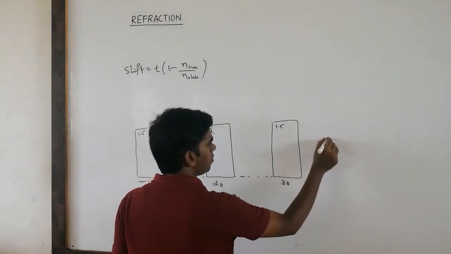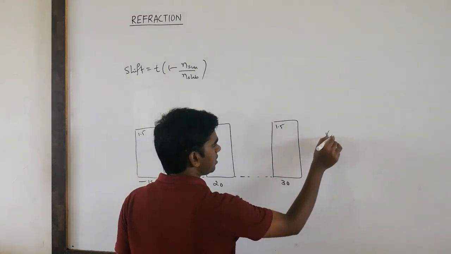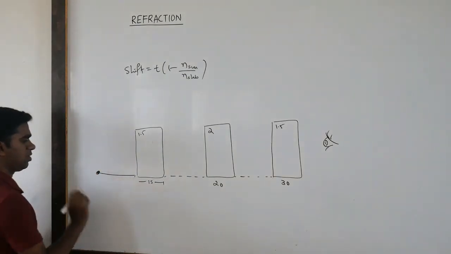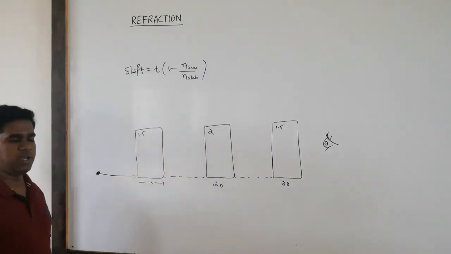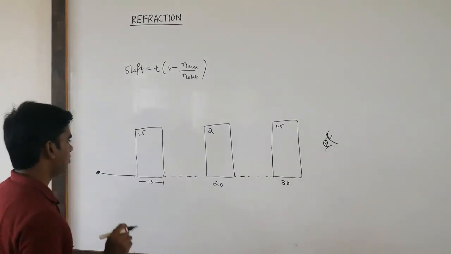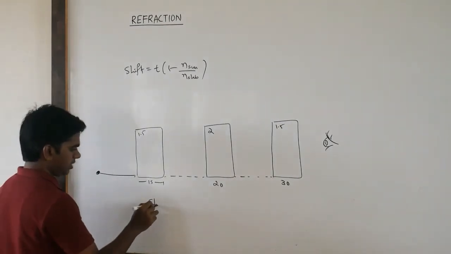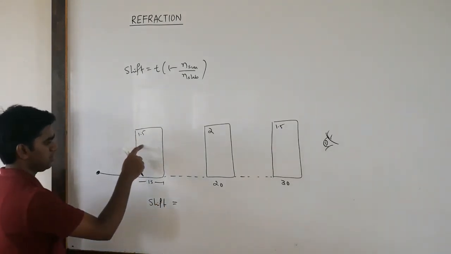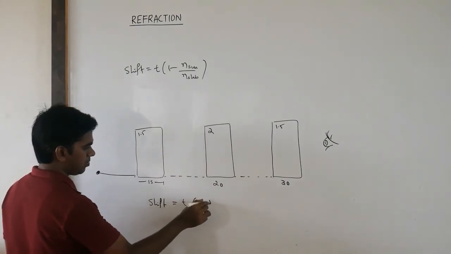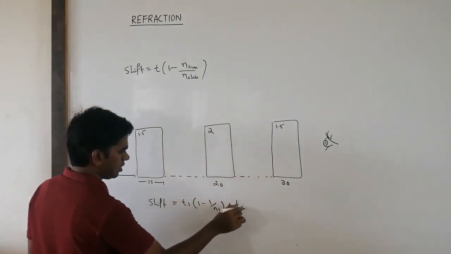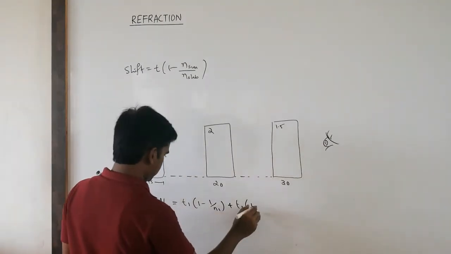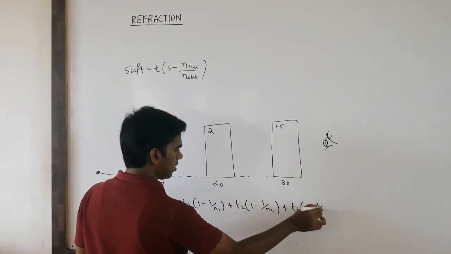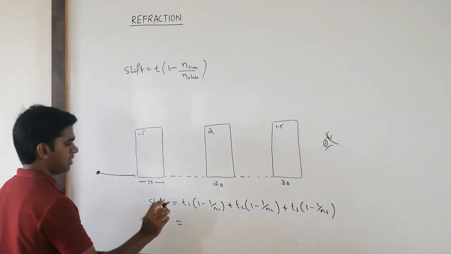If you want to see from this end, what will be the shift? We are not discussing the object distance, we are discussing the shift. The shift you can take as the sum of individual shifts. So shift is equal to T1 into 1 minus 1 by N1, plus T2 into 1 minus 1 by N2, plus T3 into 1 minus 1 by N3. It is just the sum of the individual shifts.